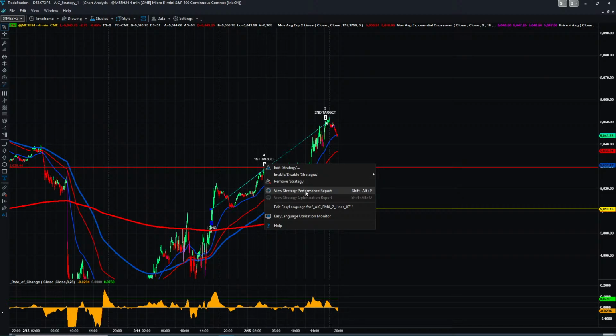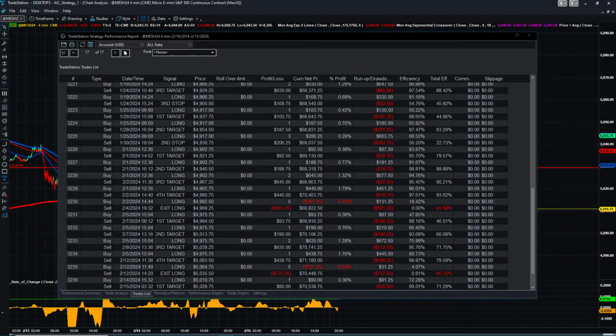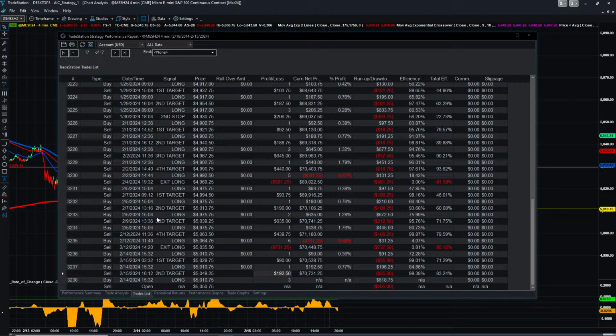So let's do view strategy performance report. Let's go to the latest here. All right, so that first target is here, 2/15. So February 15, it made $90. Actually, $90 for the first target, right? It's just 35%, actually 30% of the price increase. So $90 with just 1 mini contract.